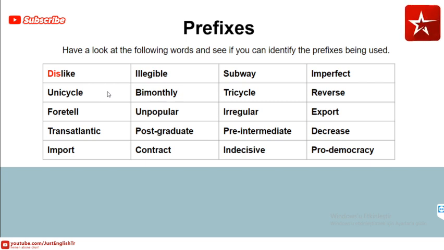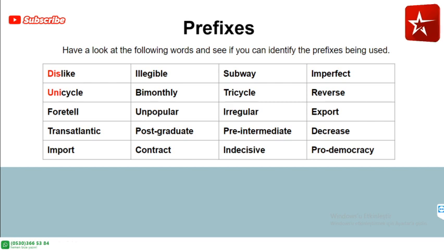Very good, Sumia. This was correct. This was correct. Thank you, Irina. What about for unicycle? Not unfortunately. You're very, very close though. The prefix is uni. And we'll come back to that prefix a little bit later on today. What about the next one? Foretell. Any clues? Yeah, that's correct. Yep, uni.